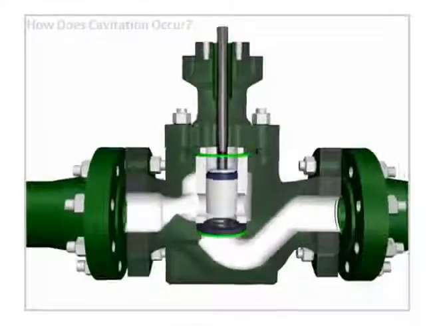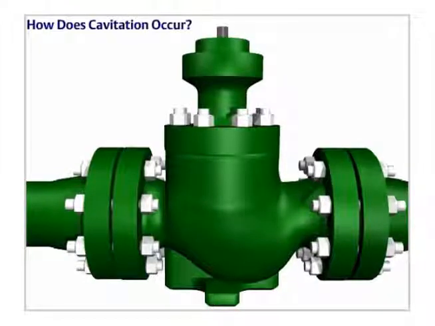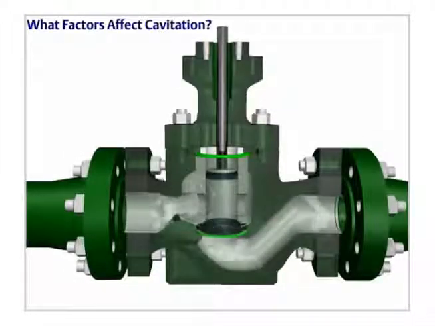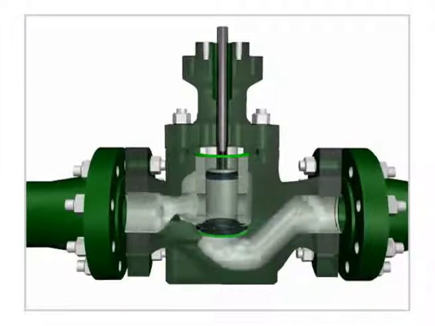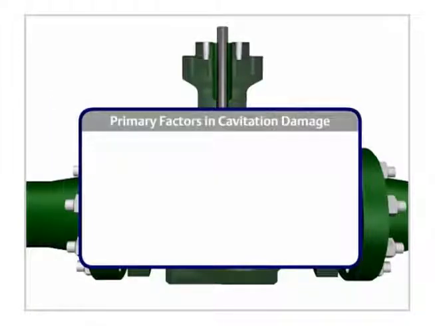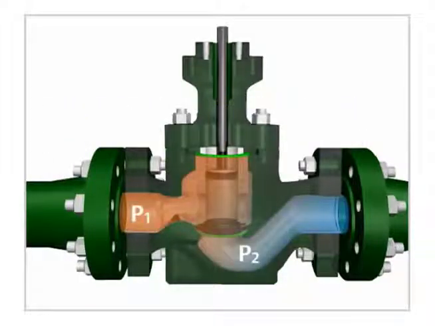Cavitation can also cause unacceptable noise and vibration that reduce efficiency or lead to loss of process control. Even though cavitation occurs, it doesn't always cause damage. The extent of cavitation damage is affected by the following factors: the intensity of the cavitation. Greater drops in pressure increase the potential for damage.